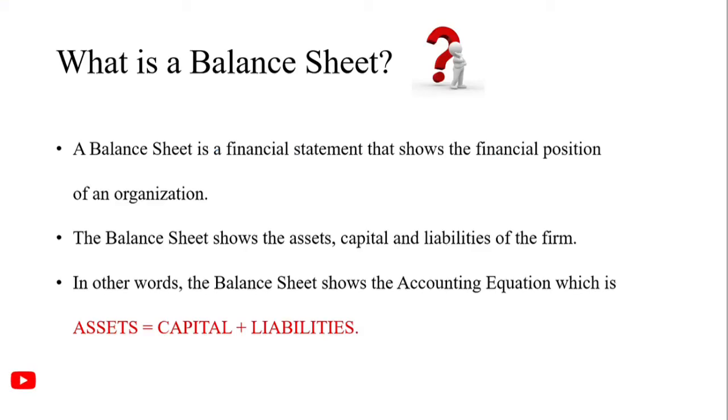So then, what is a balance sheet? A balance sheet is a financial statement that shows the financial position of an organization. The balance sheet is also called a statement of financial position. It is the new name that is being used, so you can look out for that name. The balance sheet shows the assets, capital, and liabilities of the firm. In other words, the balance sheet basically shows the accounting equation, which is assets equal capital plus liabilities, right?